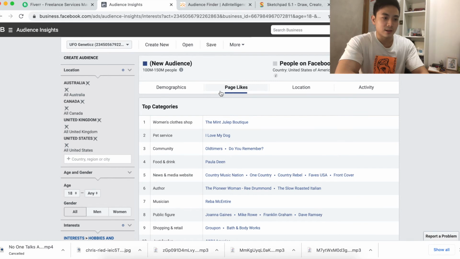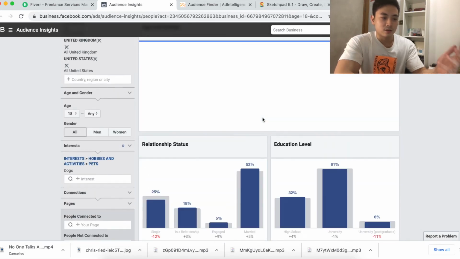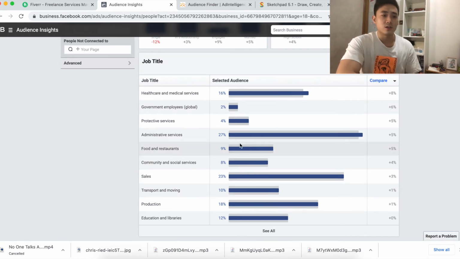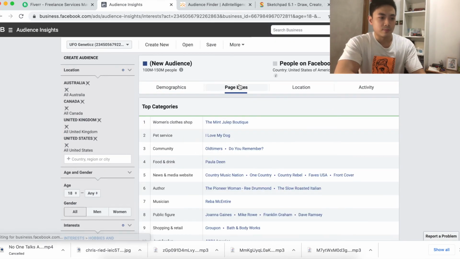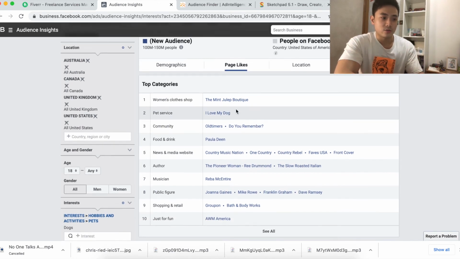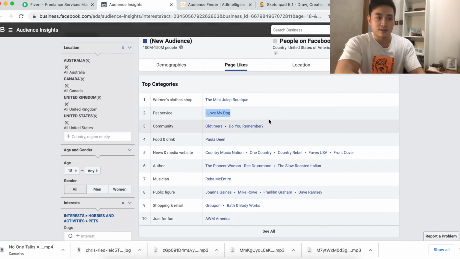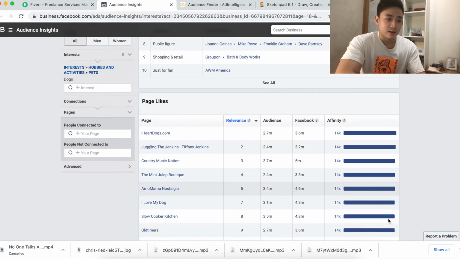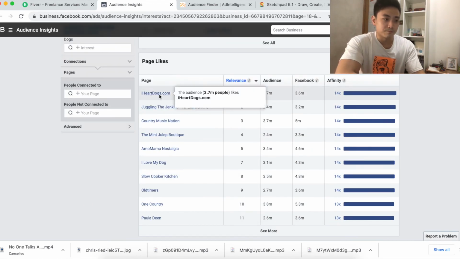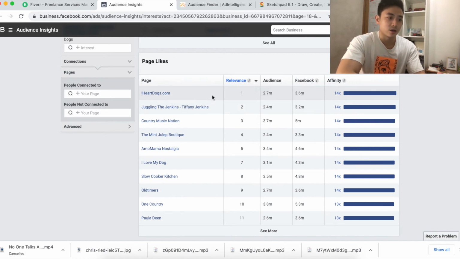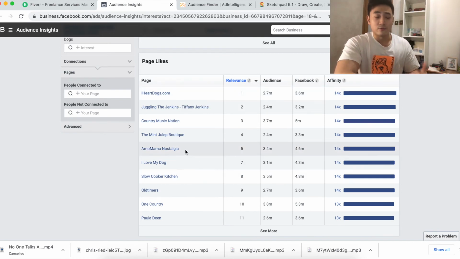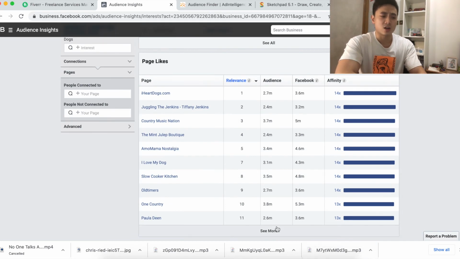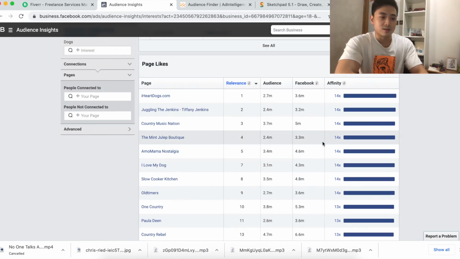I click on page likes, and you can also take a look at demographics, how old people are, relationship status. Most of them are married, so you can target married people. But take a look at the page likes, which I always really like to do. As you guys can see, I Love My Dog is a top category. So if I were you, I would target I Love My Dog. And I would also go down here for the page likes and target iHeartDogs.com, which is also a really nice dog interest. These other ones I probably wouldn't target, but you can always click on see more.